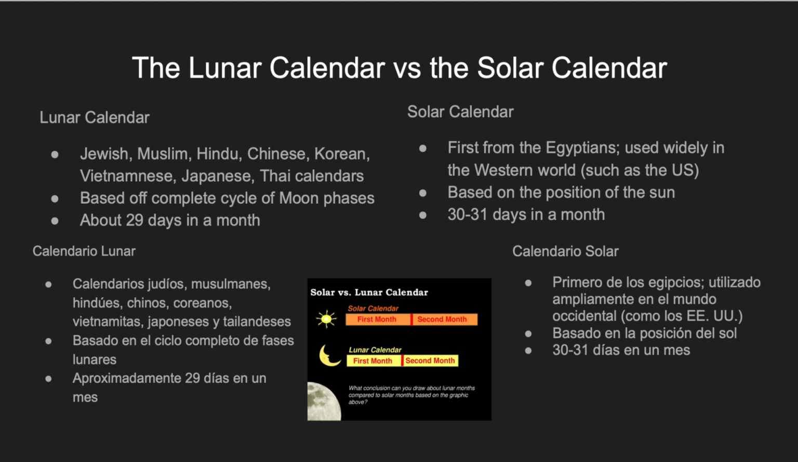Therefore, there's actually a lunar calendar which follows the phases of the moon. The lunar calendar is used by different religions such as Jewish people, Muslim people, and Hindu people, as well as different ethnicities such as Chinese people, Korean people, Vietnamese people, Japanese people, and Thai people. There are about 29 days in a month in the lunar calendar because there's about 28 to 29 days in the moon phase cycle. We use the solar calendar in the Western world, such as the US. That's based on the Earth's position according to the sun. So there's about 30 to 31 days in a month, and February has 28 days.